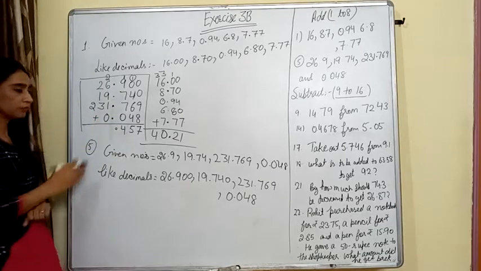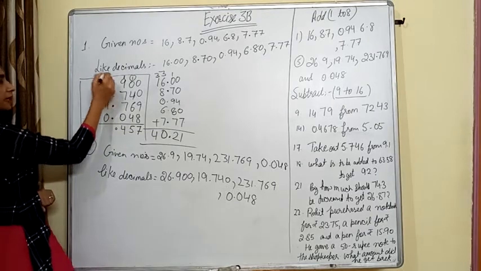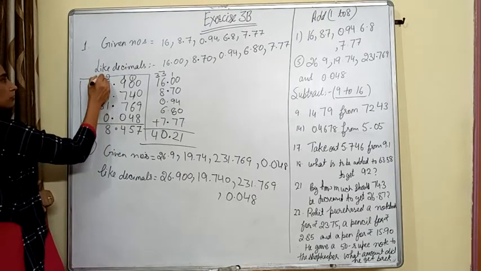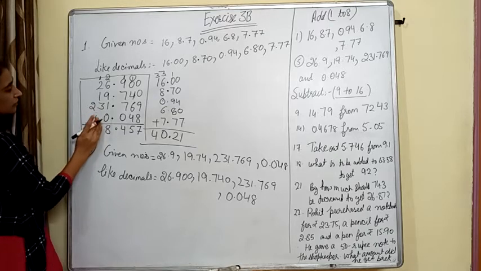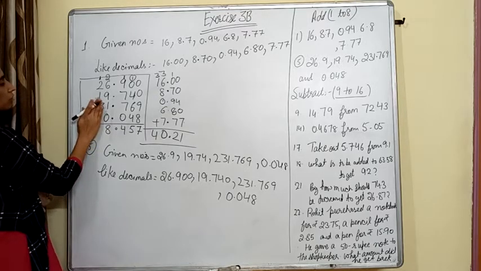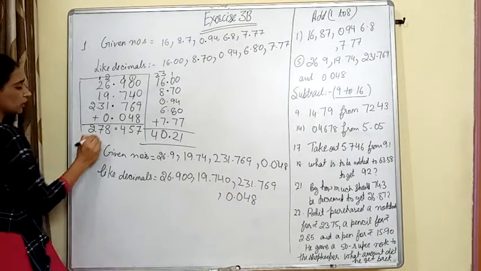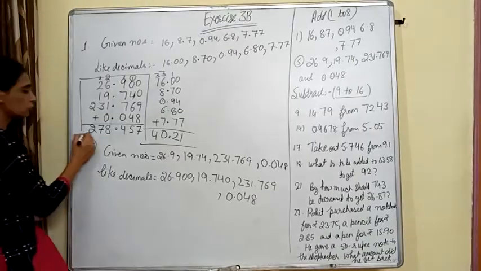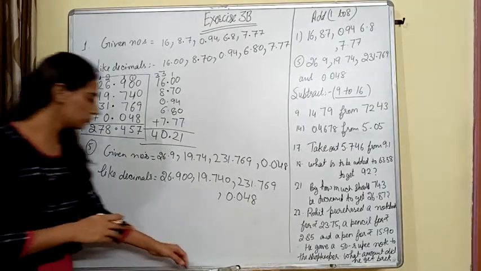Decimal point will be here. Now 9, 1, 10, and 8, 18. 1 will be carried. This will be at the second place. There is nothing else. 3, 1, 4, 5, 6, 7. And there is no carry, so it will be as it is. So this is our answer for the fifth sum.